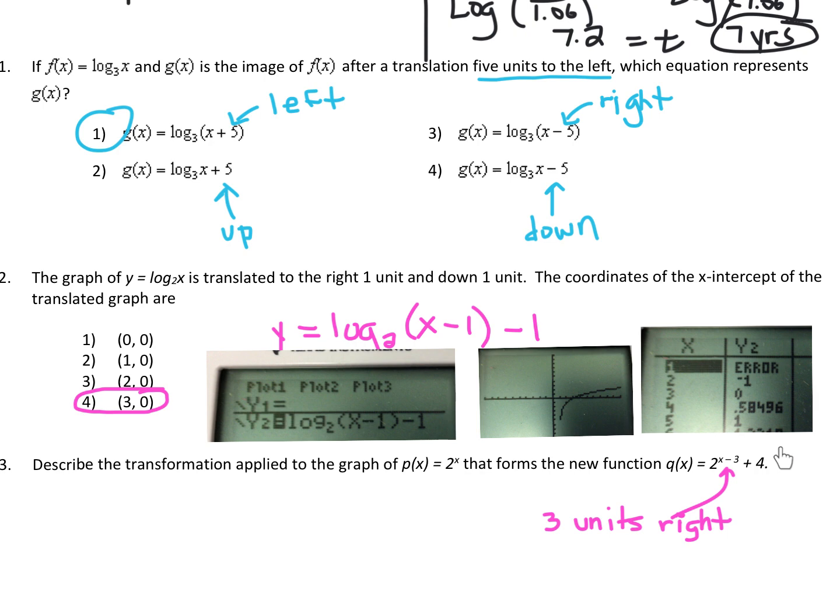Now here what we did was we added a number to the end of the function. If you add a number to the end of the function, that's going to move it up. Okay, so this right here moved it 4 units up. So we're going 3 units to the right and 4 units up.